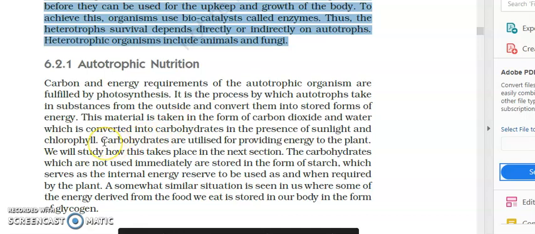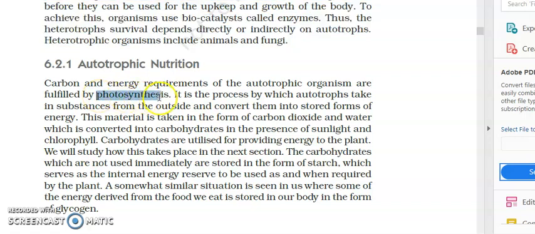So what are the crucial parts over here? For example, when we say photosynthesis, photo, I'm again repeating, comes from photon, that is light. Synthesis means production of something, right? So this is the process in which the autotrophs take up inorganic substances from the atmosphere and surroundings, and then convert them into stored forms of energy.